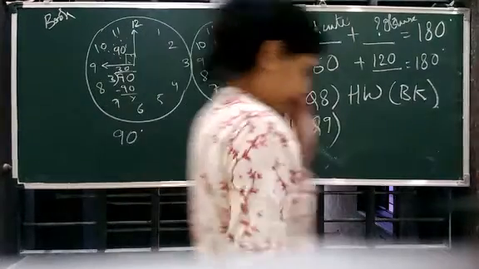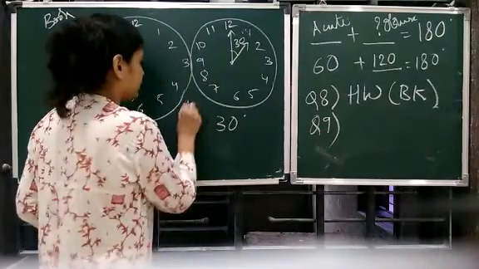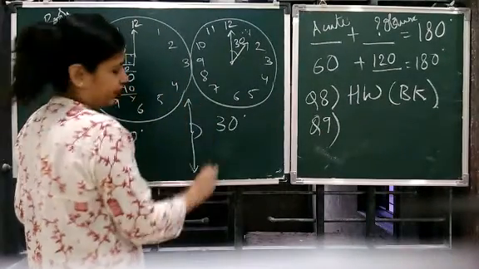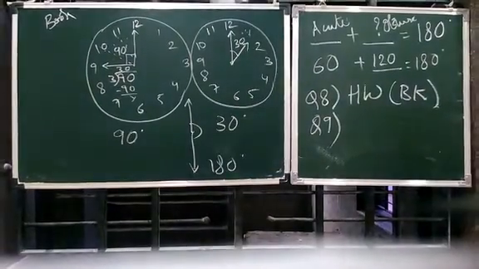So 30 degrees. Then the next one is 6 o'clock. 6 o'clock means you can see something like this. It's a straight angle, so obviously you can write here 180 degrees.